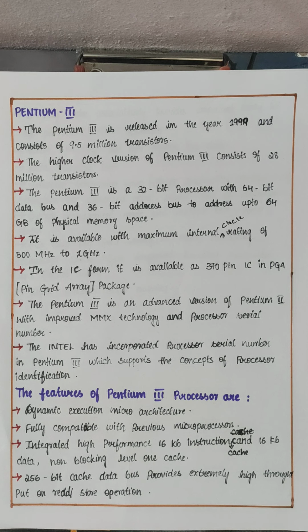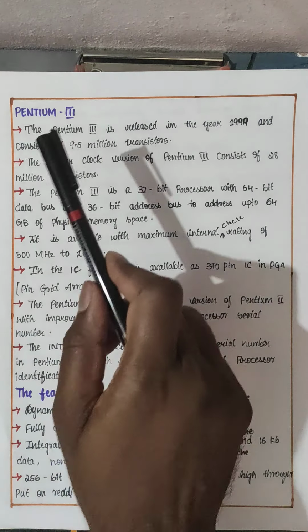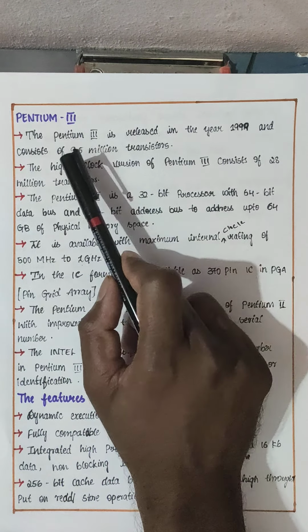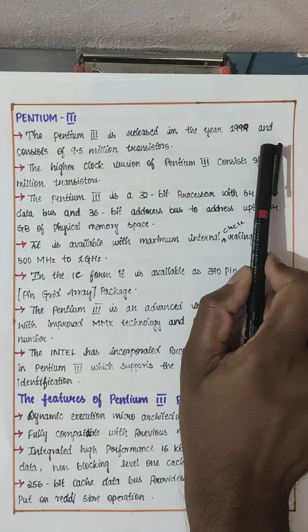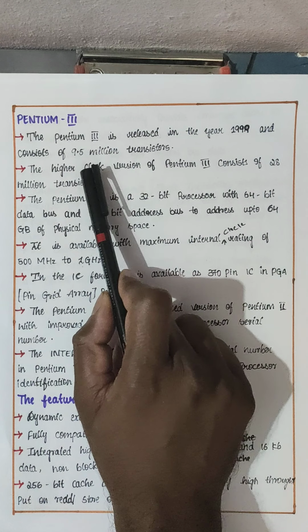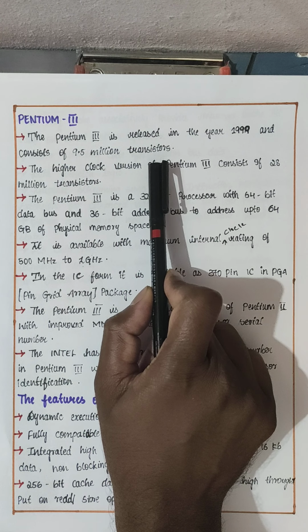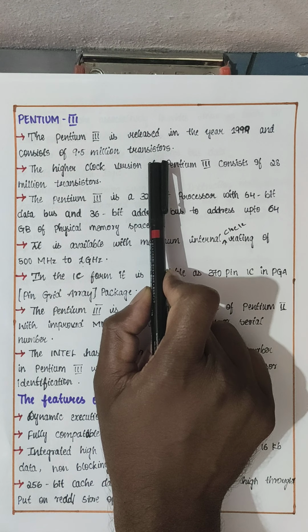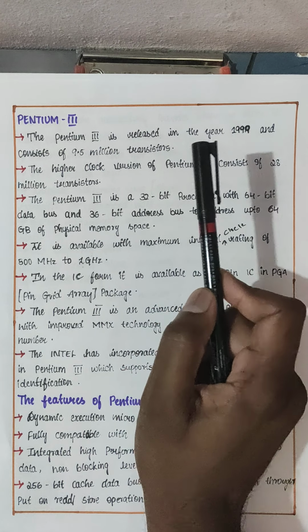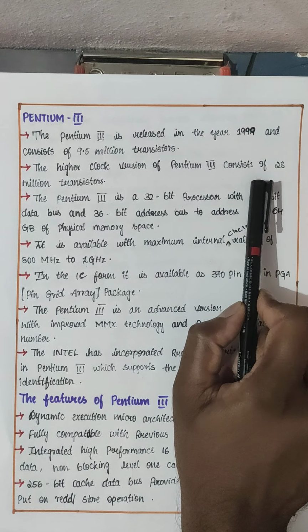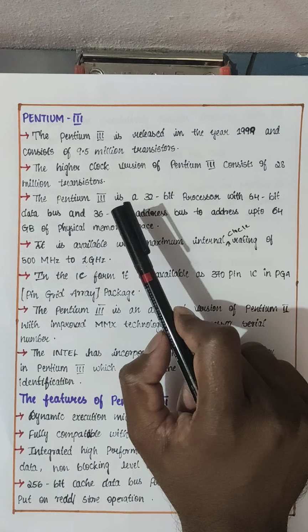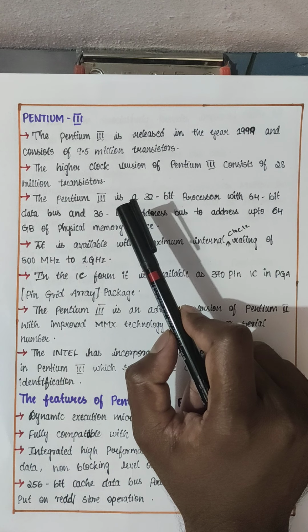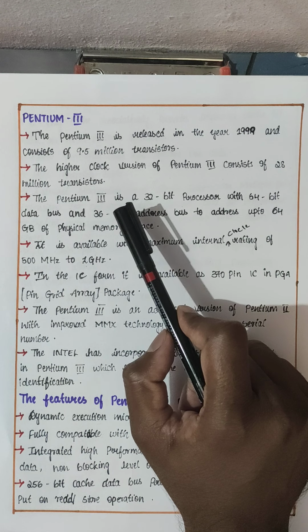Today our topic is Pentium 3. Features of Pentium 3. Pentium 3 was released in the year 1999 and is made up of 9.5 million transistors. The higher clock version of Pentium 3 consists of 28 million transistors.